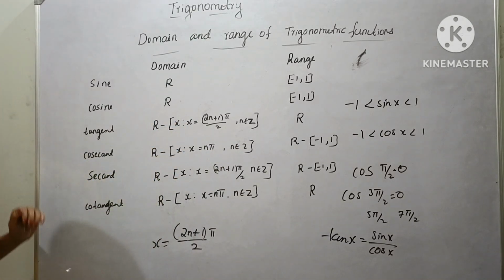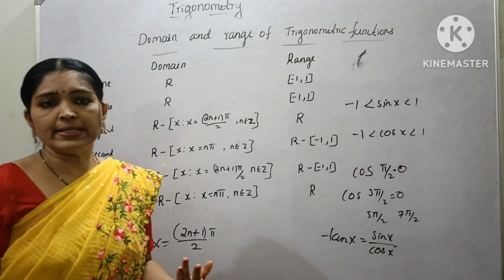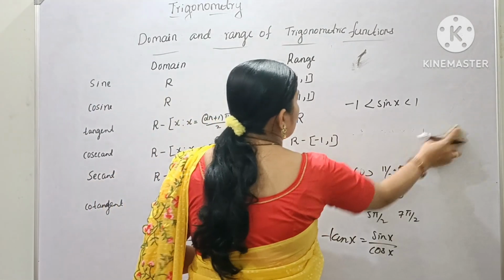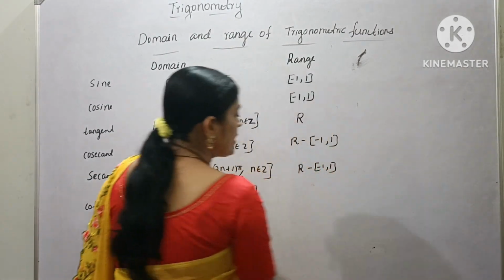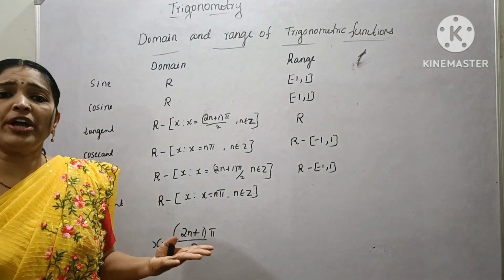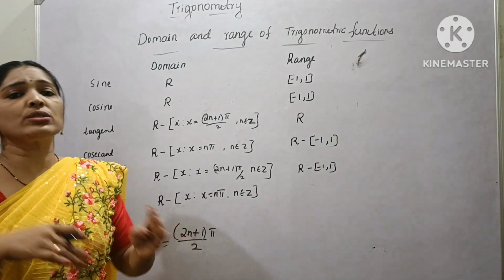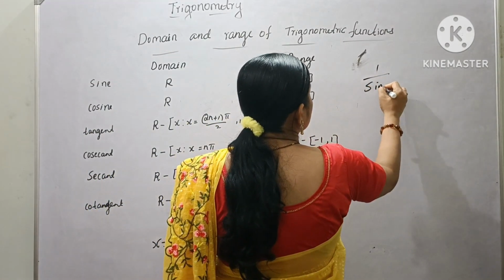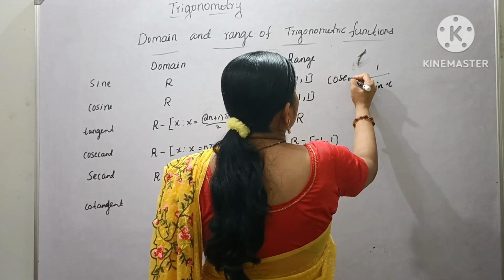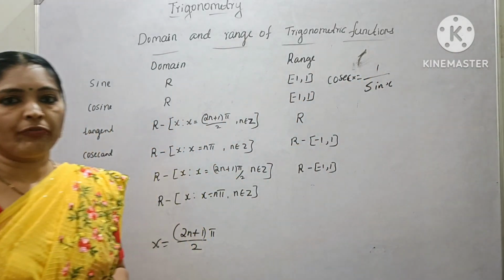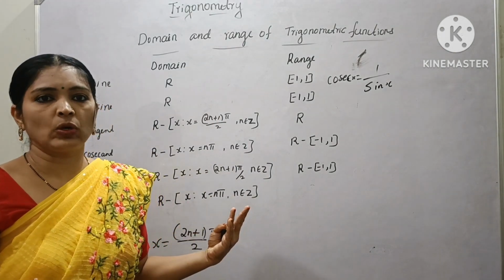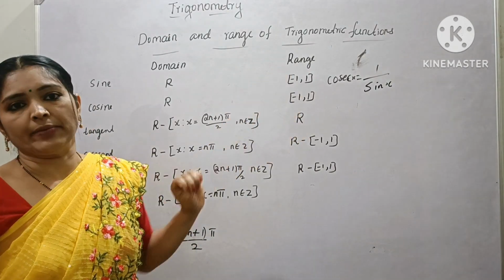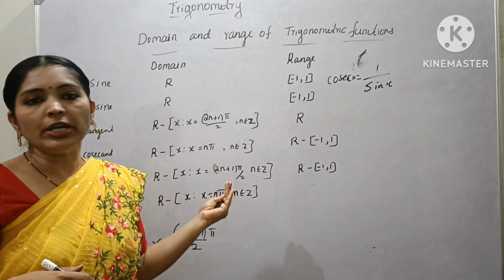Next, cosecant. What is cosec? Cosec is the reciprocal of sine, that is 1 by sin x. So cosec will be defined for all values except the values that make sine 0. Cosec x is 1 by sin x. When the denominator is 0, it will not be defined. Here the denominator is sine, so when sine is 0, it will not be defined.